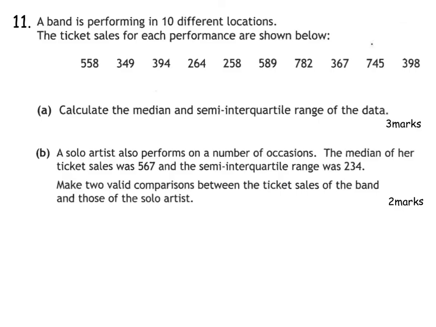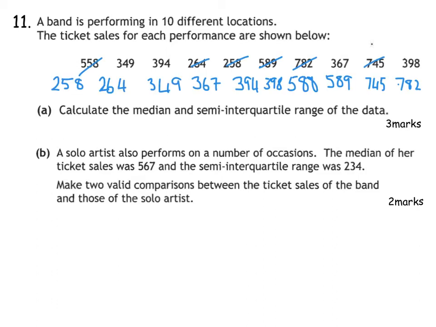Okay, we have a semi-interquartile range question. The first thing I've noticed is these aren't in order, so I'm going to pause and put these into order. Okay, so that's my numbers in order. To get the median of semi-interquartile range, we need to find the middle. Middle of 10 numbers means you've got 5 on each side. So there is my middle, and there is the middle again.